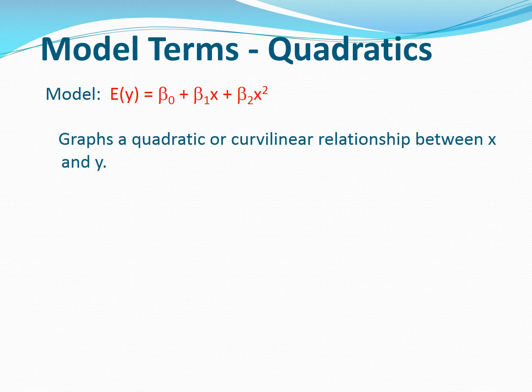Our quadratic model is the model that allows for a curvilinear relationship between y and x. And you notice I only have a single x here. I don't have an x1 and an x2. In later videos, we will put these model terms together. We'll put interactions with quadratics with the qualitative variables. Here I'm just going to look at a single x and what the squared term allows for.